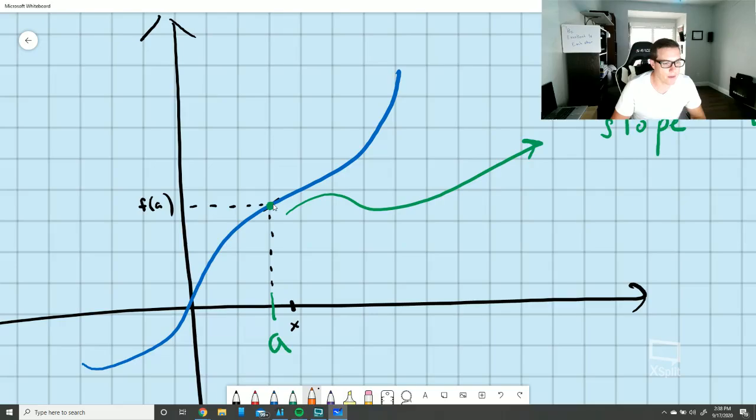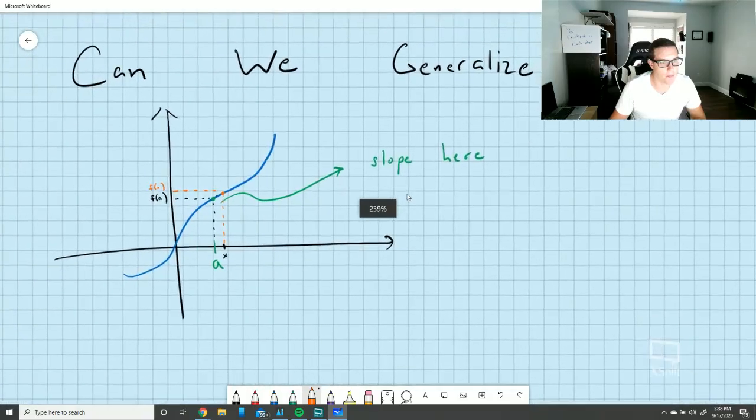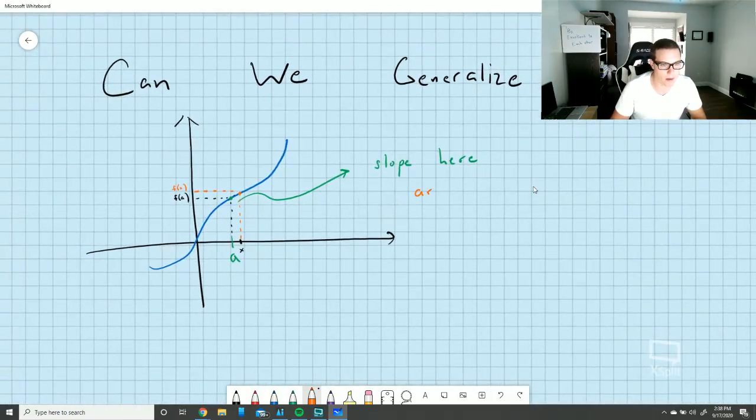And then you have this point near it called your x. We're just going to keep it general, and f of x. It could be any point on the curve that's not exactly a. And I'm going to find the AROC between these two generalized points. Well, it would be f of x minus f of a over x minus a. But how do I turn this into the IROC, or the instantaneous rate of change, or the derivative? How can I do that?